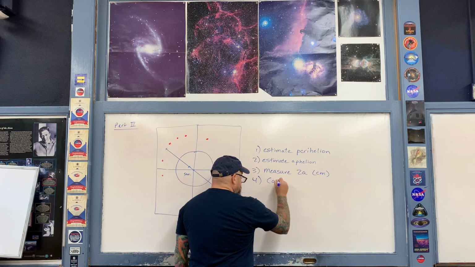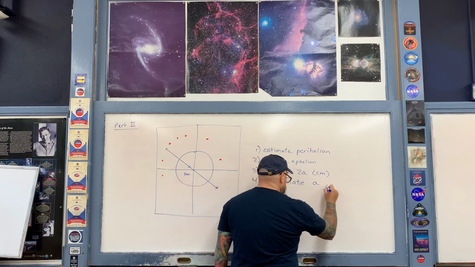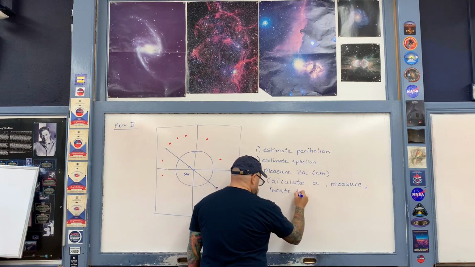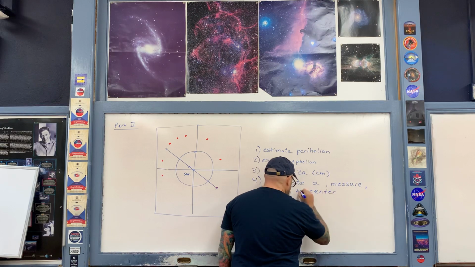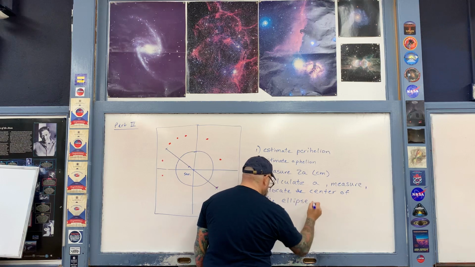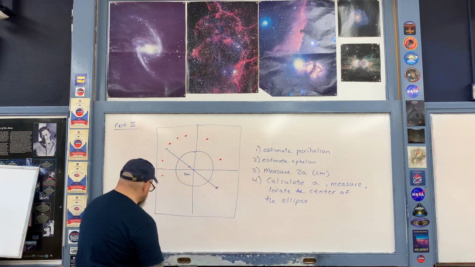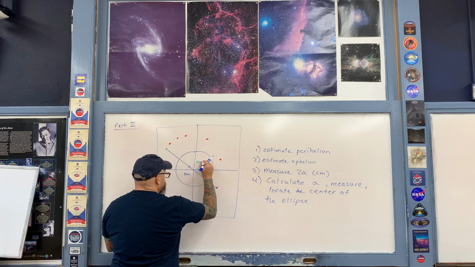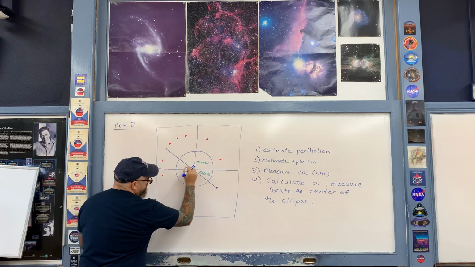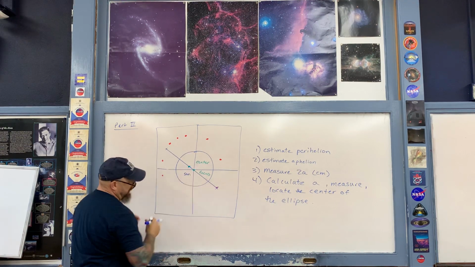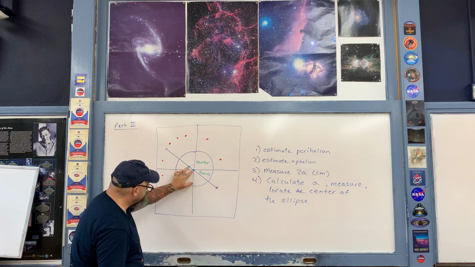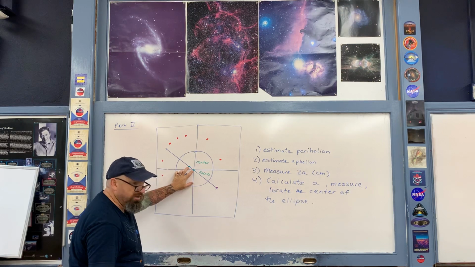So then the next step is to calculate A, measure, locate the center of the ellipse. Okay, so right here is the center. Let me go ahead and write it as such. Like so, where the sun is located, that's the focus. And then the next thing that we need is this distance from the center to the focus. That distance right there is EA. So use a ruler in terms of centimeters to measure this distance. This distance here is EA.